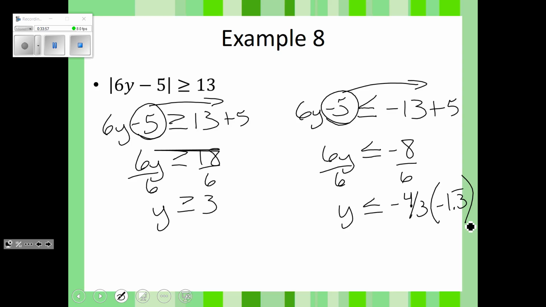Negative 2, right? All right, let's plug in negative 2. 6 times negative 2. Negative 12. Negative 12 minus 5. What's the absolute value of negative 17? Positive 17, so it doesn't work. Yes, so in this case, this would be an or problem, okay? Does that make sense? Because it's going to be shading on the outsides. It would be greater than 3, or you could pick less than this, and it would work.